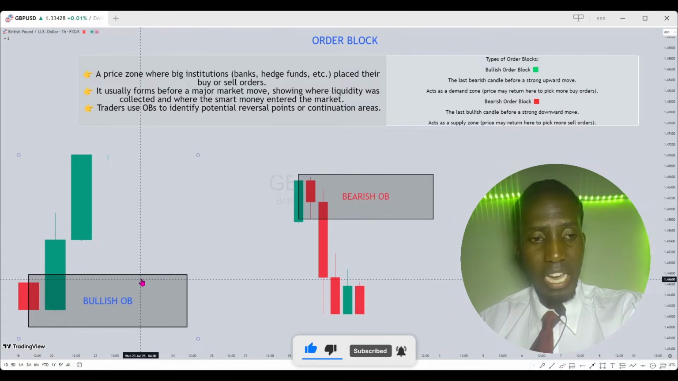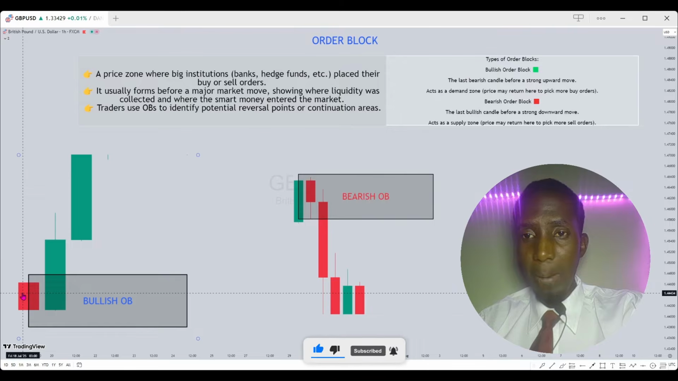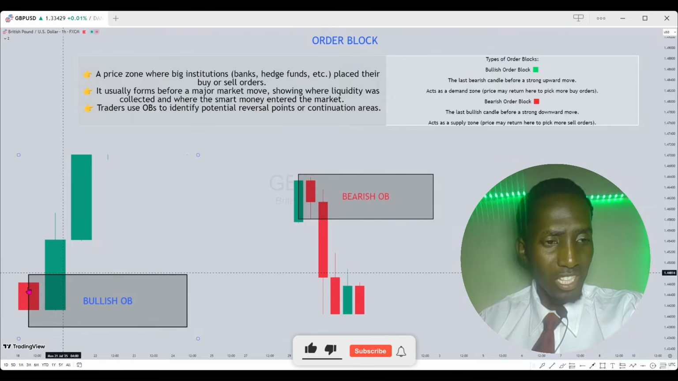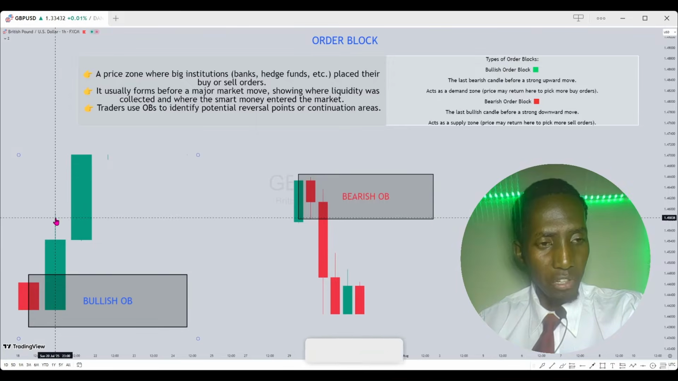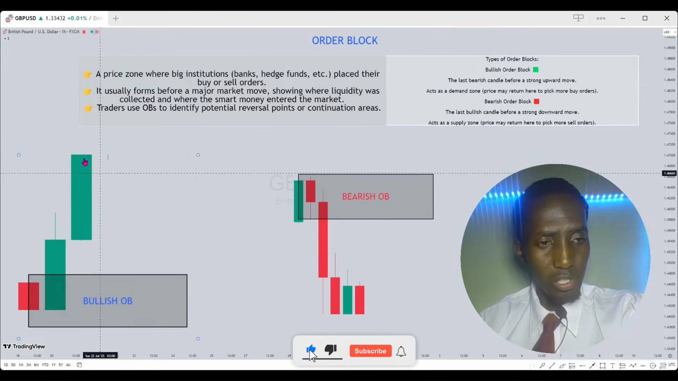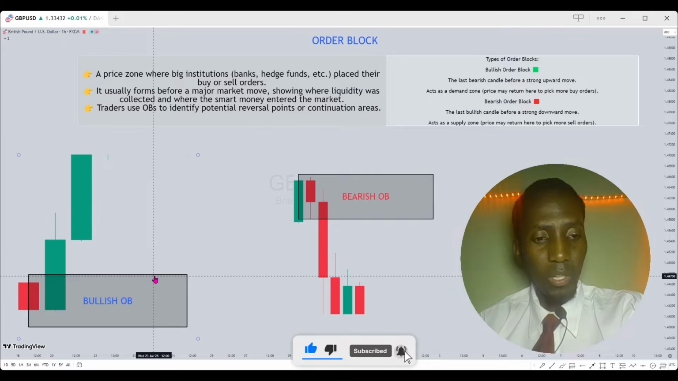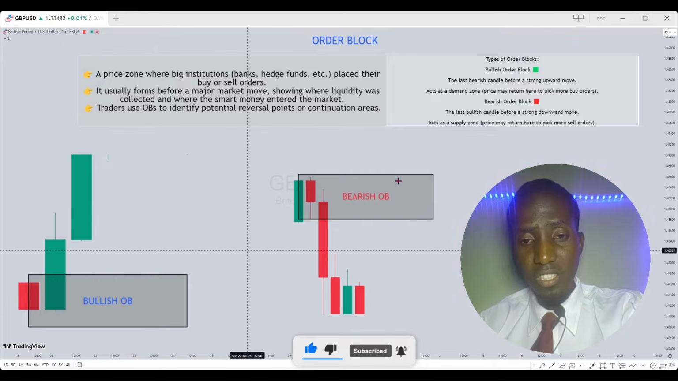As you can see, this is the last bearish candle before a strong move. That's how we mark it: we mark the last candlestick before a strong body move. Then we wait for institutions to push the price to come here, and then we enter our buys. Let's look at the bearish order block.